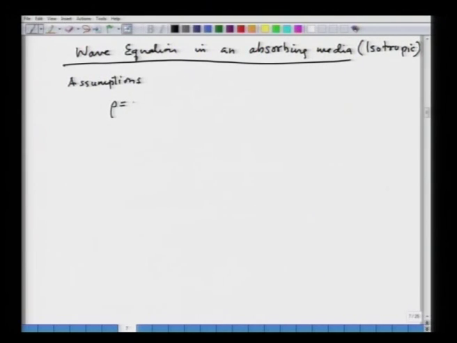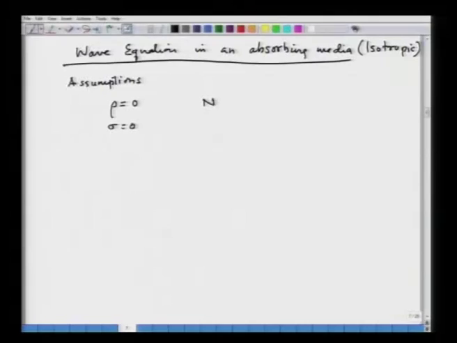Basically, density of charge is 0, and conductivity is 0. So, we are pretty much talking about a dielectric material here. There is no free charge in this material. Density is 0, no free charge, conductivity is 0, and we assume that the magnetic permeability is mu naught, which is the same as for vacuum, and hence this is a non-magnetic medium.